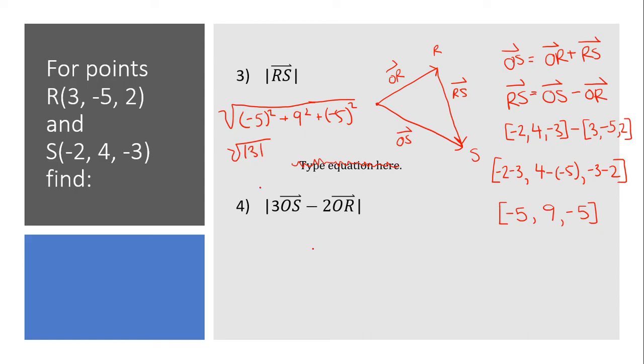Okay. This one, they want a magnitude, but they want us to do some math first. So we're just going to do it like we did in the other questions. You're going to take 3, and you need to multiply it by OS, and you're going to subtract 2. You're going to multiply it by OR. Okay, so we have negative 6, 12, and I'm just doing the same distribution. I'll do it for both ones.